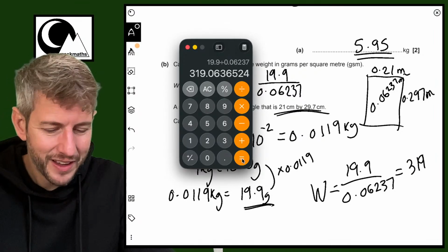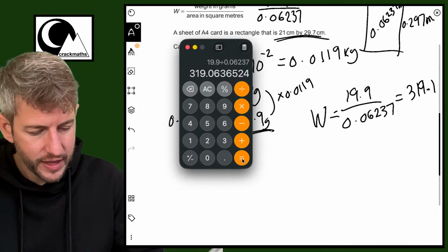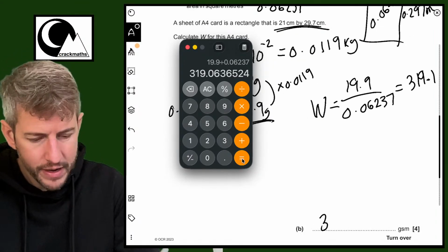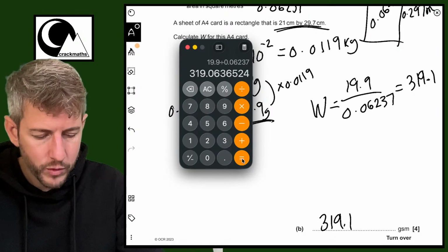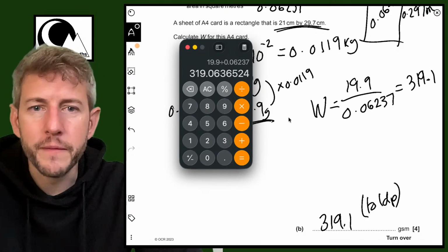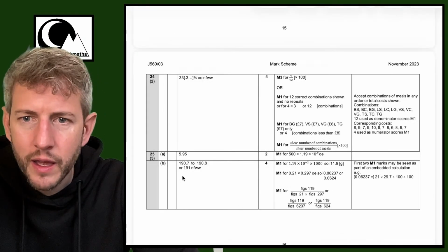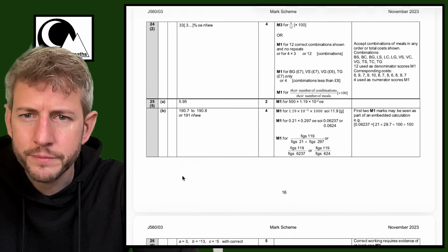319 even. Okay, at 0.1, let's say. So there we go, we can give our answer there at the bottom, 319.1, and we'll just say that's to 1 dp. And that's fine. Okay, right, so let's have a look at that and see how we got on.